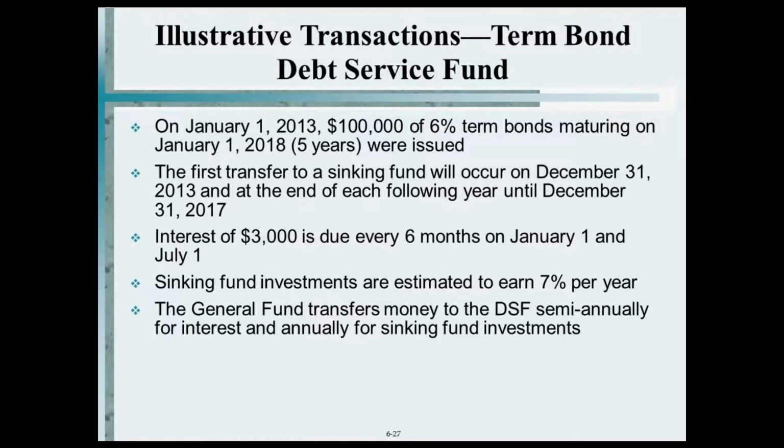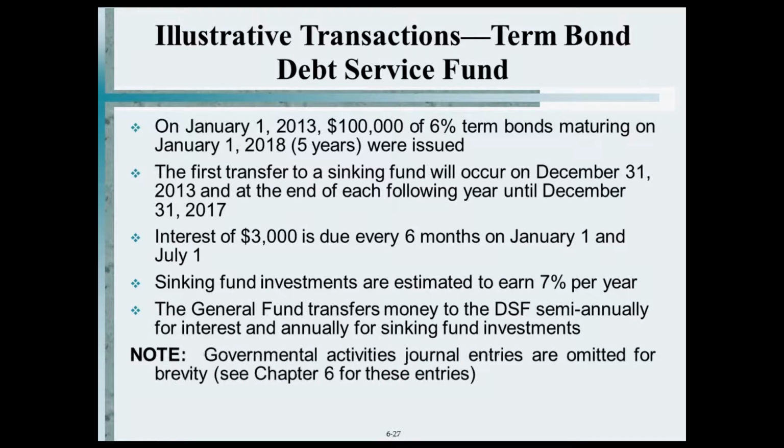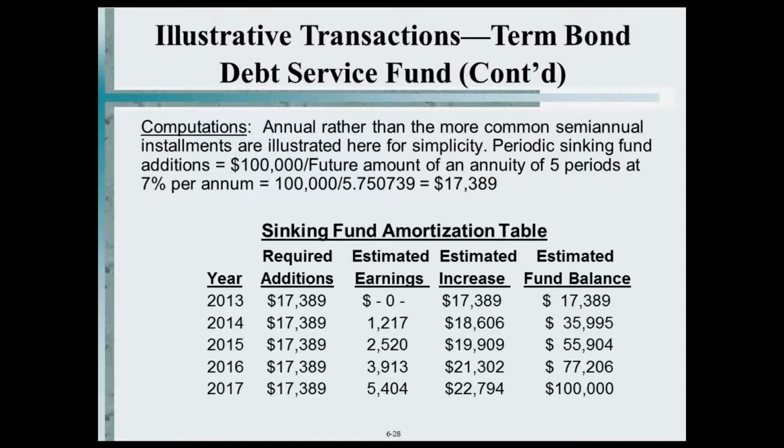So the first question is, how much do you have to set aside for the sinking fund? At the end of the period, you will have $100,000. Is it 100,000 divided by 5? No, right? And this is where that future value of an annuity calculation comes in. Look at what they did. They went into the table and found out the factor, which is what? 5.750739. And that gives you the 17,389. So instead of putting 20,000, they only need to put in $17,000 because each year they'll earn interest on that money of 7%. And magically, at the end, they have what? $100,000.